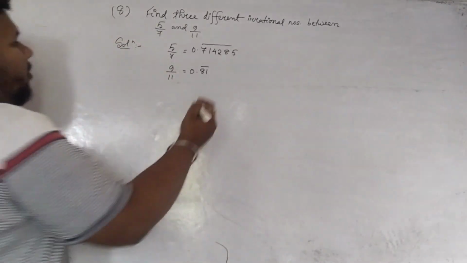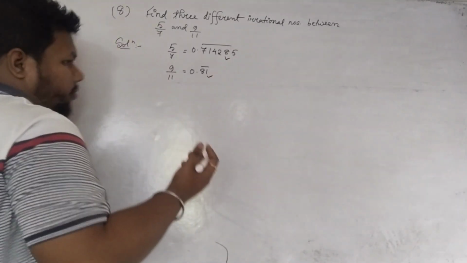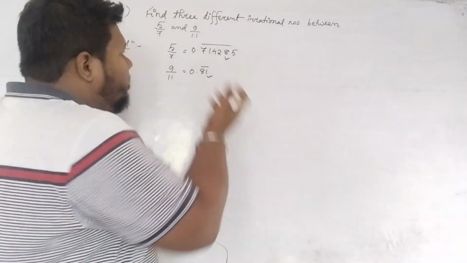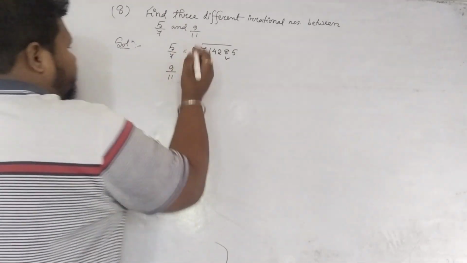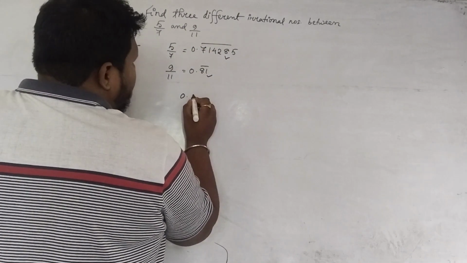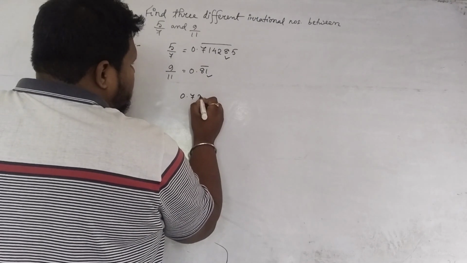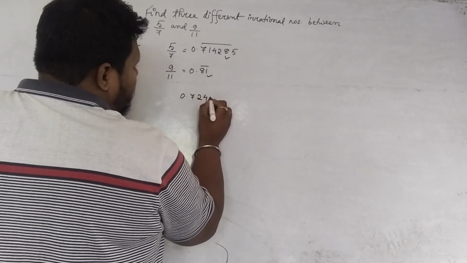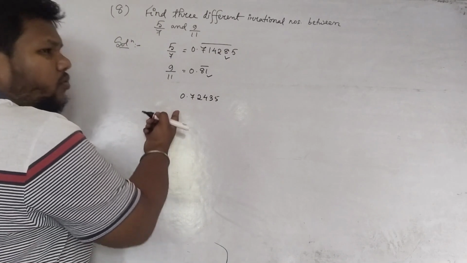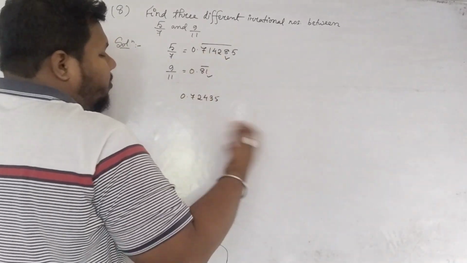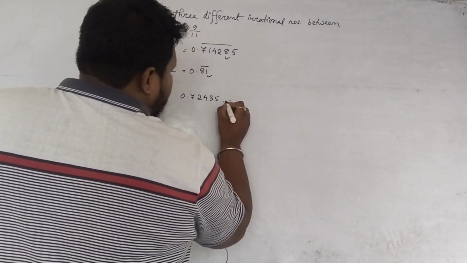Now you have to write the rational numbers between them. That means you have to write basically three different irrational numbers between them. Now 0.714 it is there, so I can write what? 0.72435. Don't worry, it has no pattern. Just between 81 and 71 you write some numbers, dot dot dot.